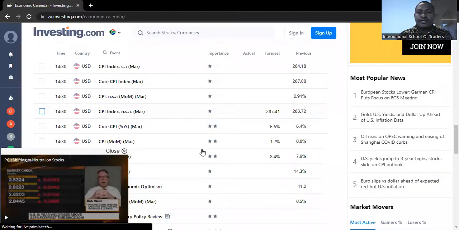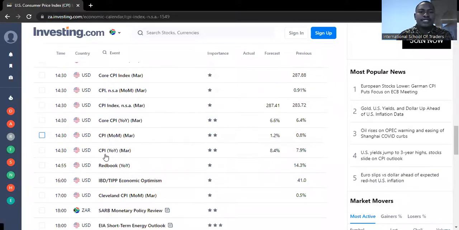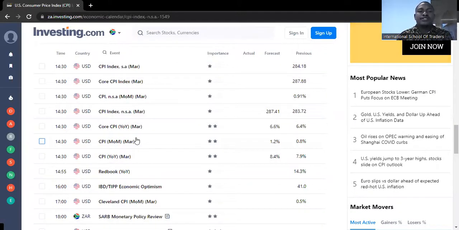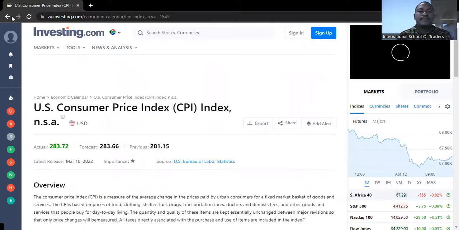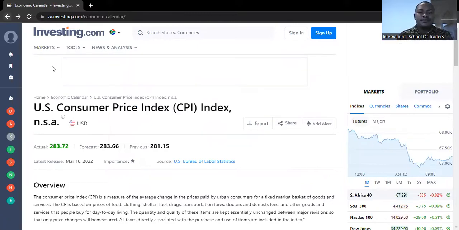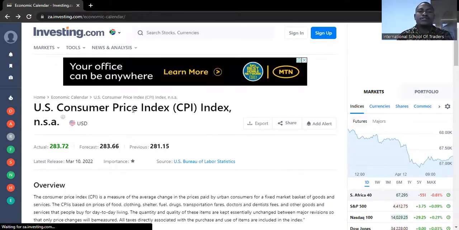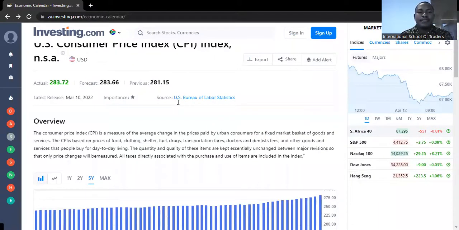This afternoon, we are looking at the CPI index coming in at 14:30 South African time. This is the United States CPI, the consumer price index. I don't know what's going on with my PC, but everything should be fine now. This is the CPI, which will be released at 14:30 South African time. Obviously, we can go and have a look at the US consumer price index and the previous figure.